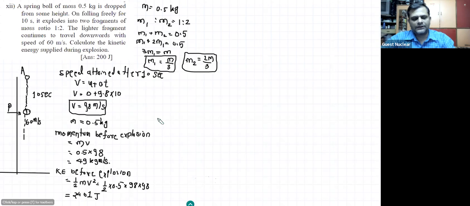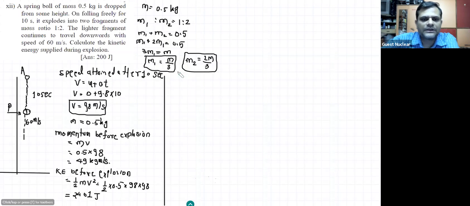Okay, so these are the masses of these two fragments. Now we have to find out the total momentum after the collision. Can you find it out? See here, the total momentum after the collision, because we already found out the total momentum before the collision. If we find out the momentum after the collision and equate them, then we will be able to find out the velocity of that heavier part, because it is already given that the lighter part moves.